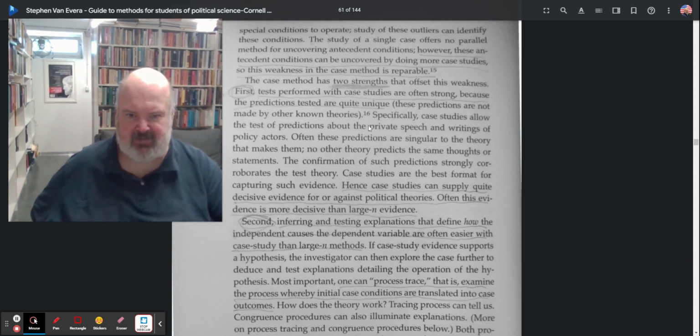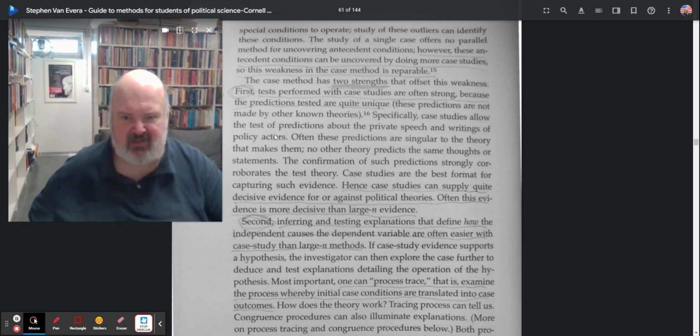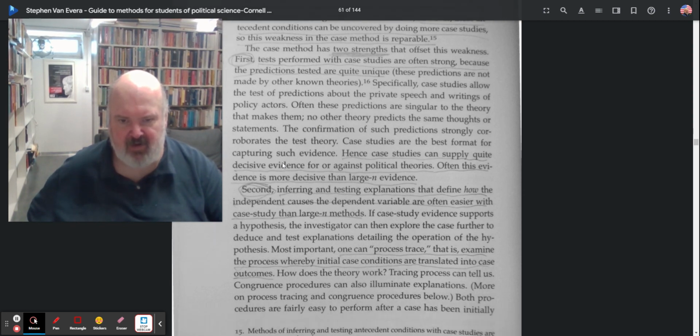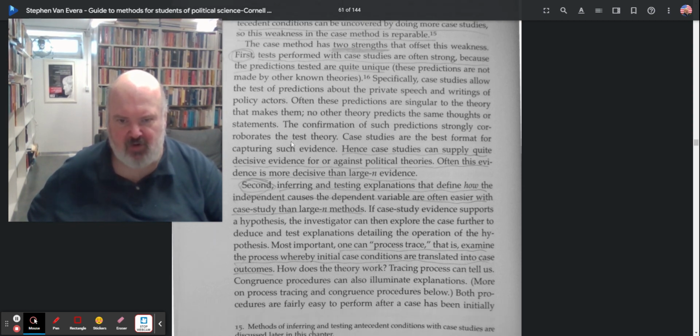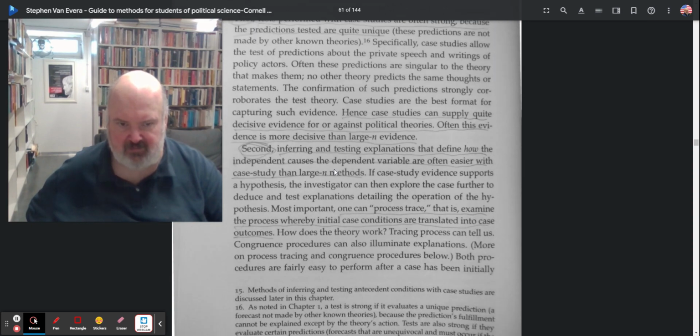This is what we said about this, right? Specifically, case studies allowed the test of predictions about private speech and writings of policy actors. These predictions are singular to the theory that makes them. No other theory predicts the same thought or statement. The confirmation of such predictions strongly supports the tested theory. Case studies are the best format for capturing such evidence. Hence, case studies can supply quite decisive evidence for or against political theories.